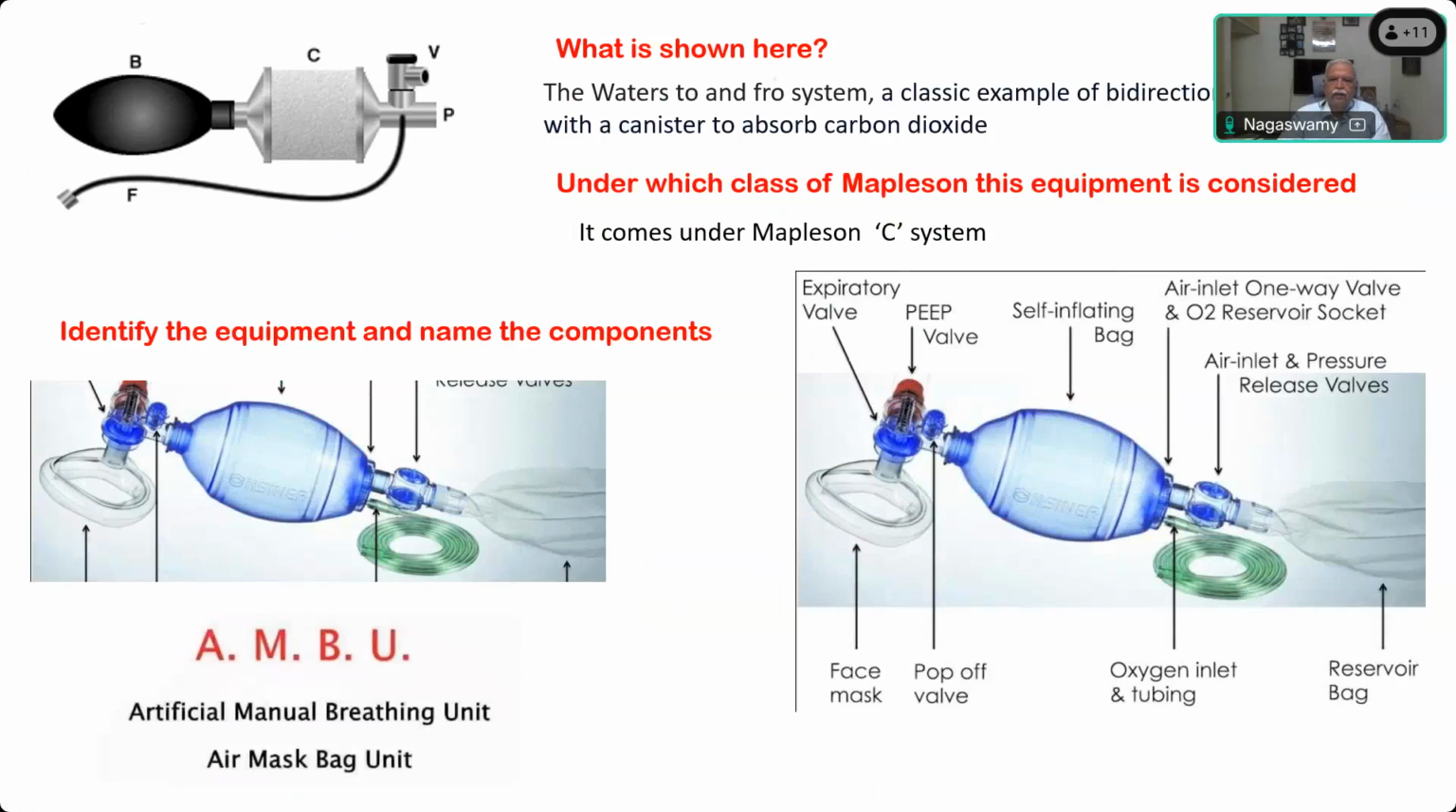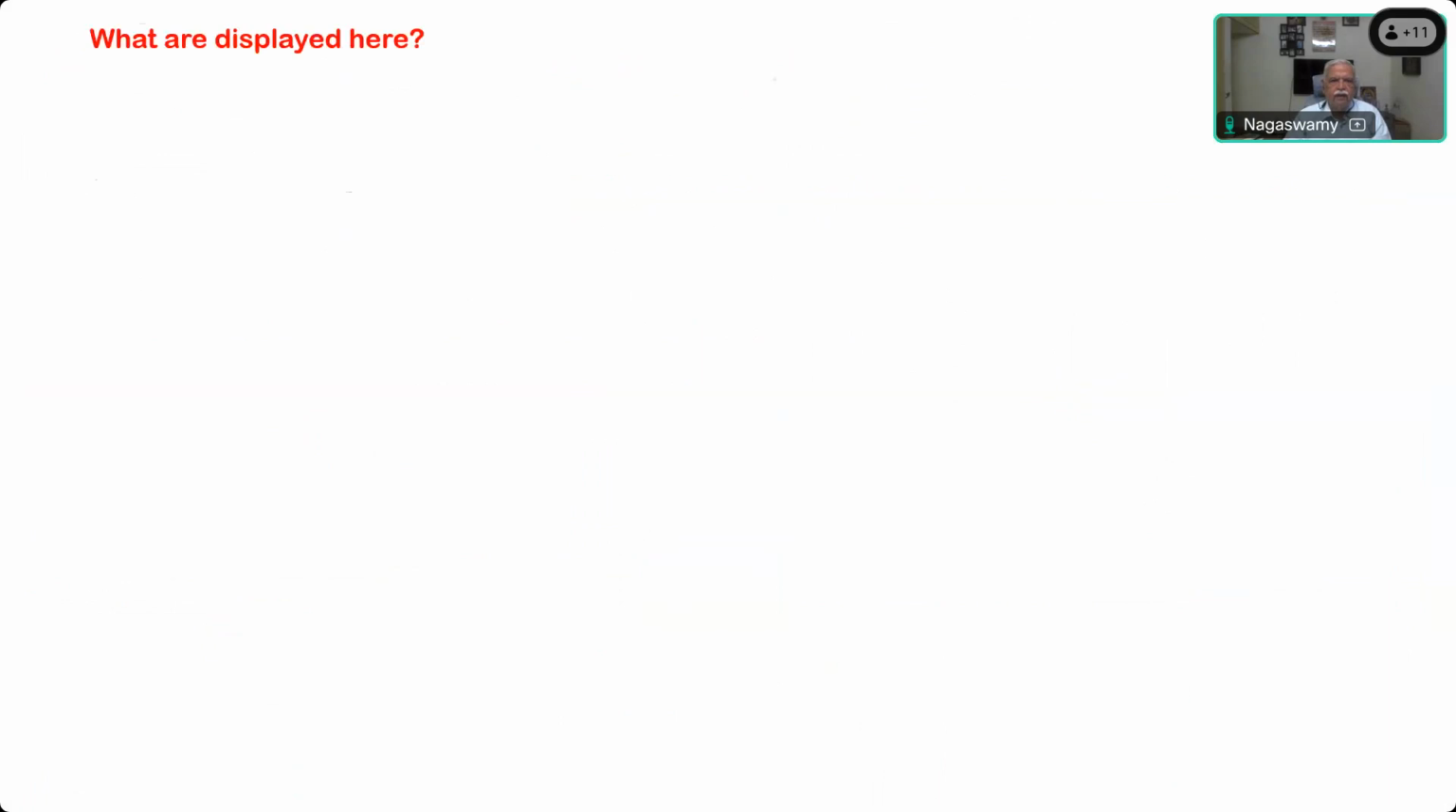So this is the face mask. This is the expiratory valve. This is the PEEP valve. This is the pop-off valve. This is a self-inflating bag. Air inlet with one-way valve and oxygen reservoir socket. This is an oxygen inlet tube. Air inlet and pressure release valve to throw air back. Okay, so these are all the things that are there.